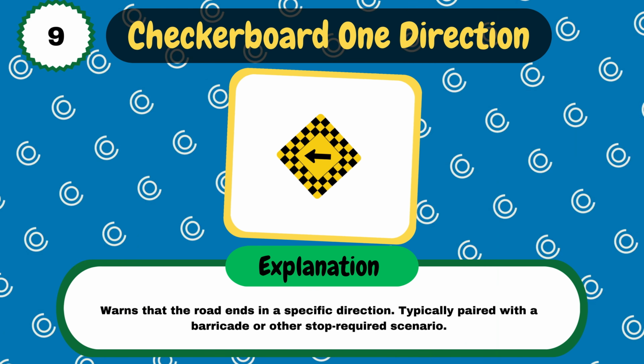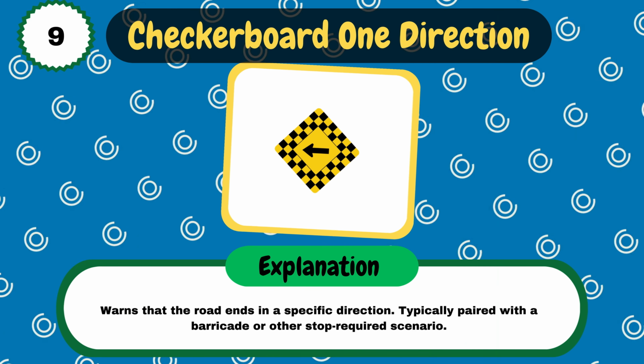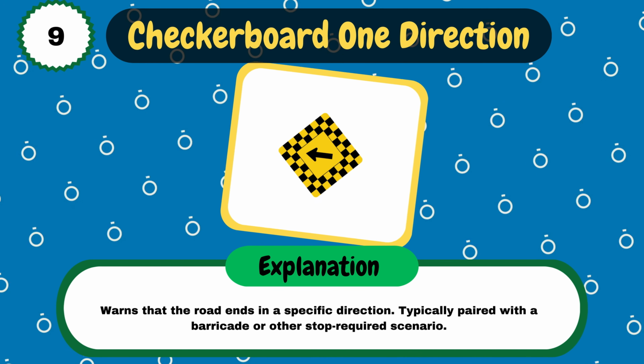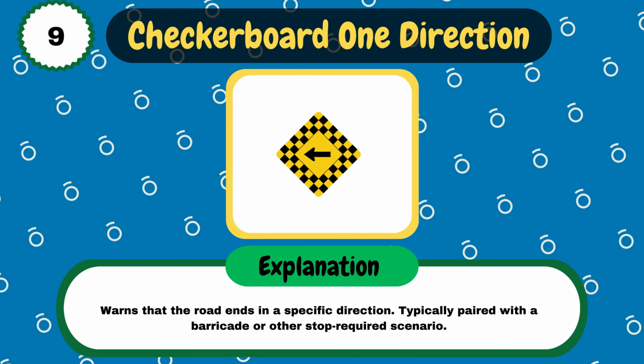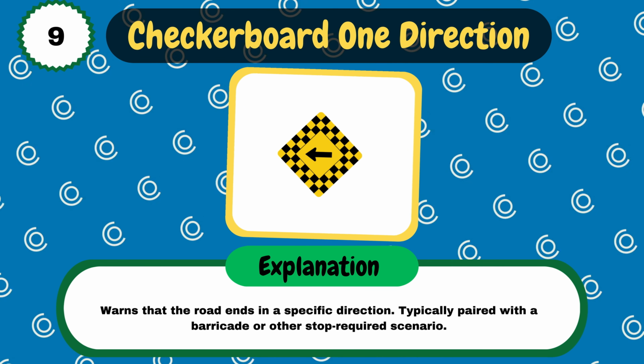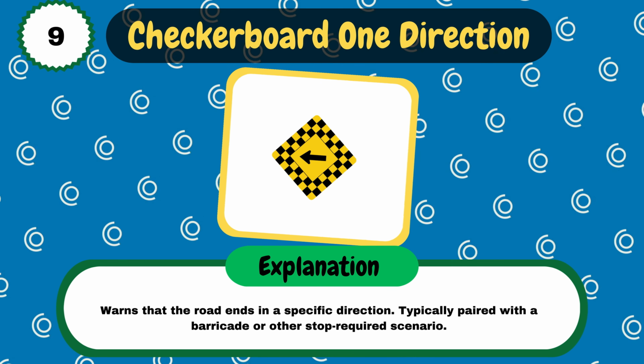This is the checkerboard one direction sign, and it means the road ahead comes to a full stop or end in the indicated direction. Often found at T-junctions or dead ends, it warns drivers to prepare to slow down and either turn or stop entirely.